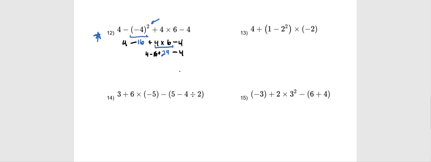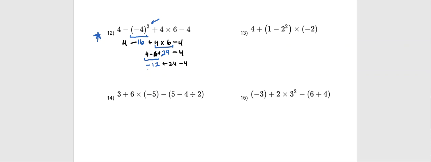And now we are ready to move left to right. Notice I have subtraction here, so the subtraction will naturally come before the addition. So when I continue on, 4 minus 16 is -12, which we will add to the 24 and then subtract 4 from.